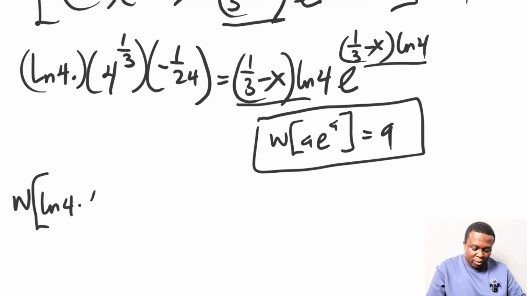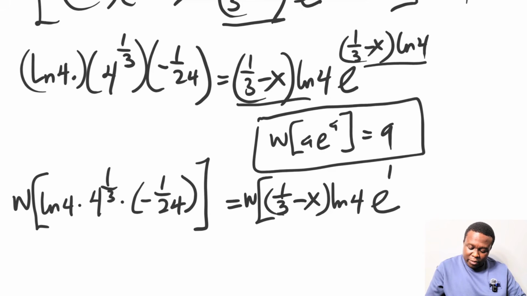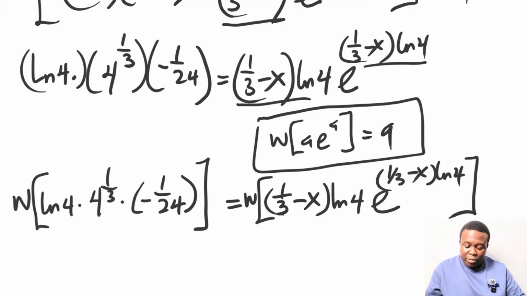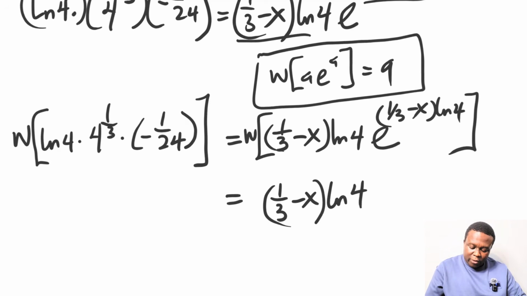ln 4, 4 raised to the power 1 over 3 minus 1 over 24 equals Lambert W of (1 over 3 minus x) ln 4 times e raised to the power (1 over 3 minus x) ln 4. Okay. So now this is equal to (1 over 3 minus x) ln 4, because that's what the formula states. All right.